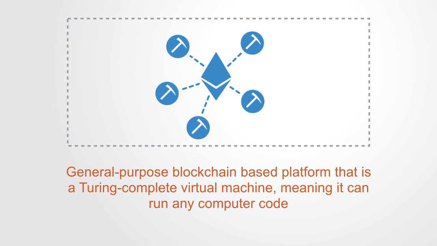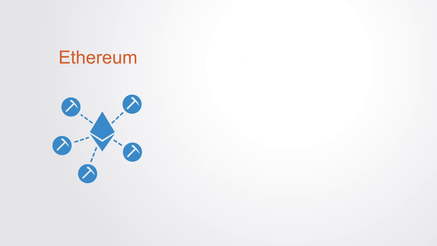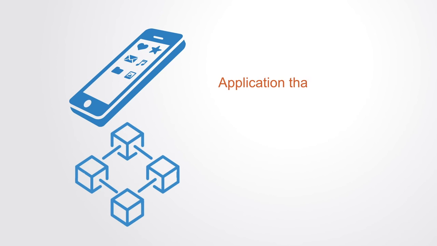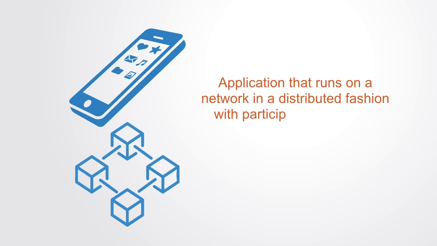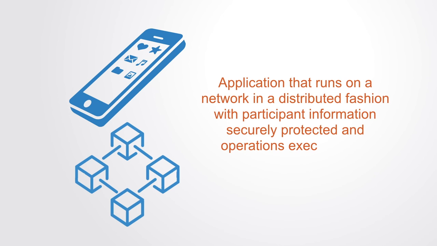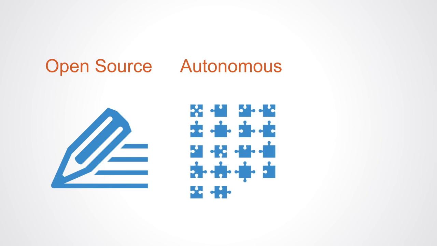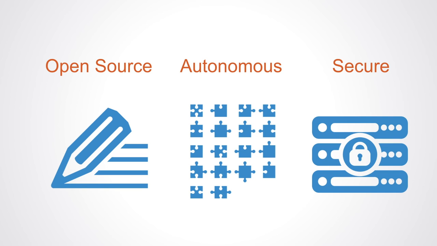code. Although Ethereum was the first and still the largest platform for building distributed applications, there are now others such as Blockstack or EOS, all of which provide the underlying infrastructure for building dApps. Our working definition of a dApp is an application that runs on a network in a distributed fashion, with participant information securely protected and operations executed in a decentralized fashion across a network of nodes. dApps use open source code, operate autonomously with data and records cryptographically stored on a blockchain.